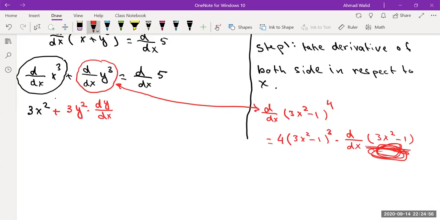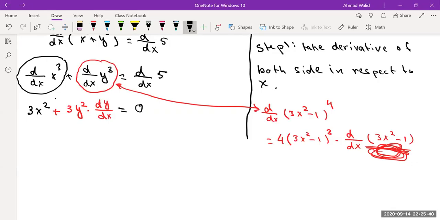Remember, when you use implicit derivatives, wherever you take the derivative of y, please multiply it with dy dx. That is the rule. If you don't write dy dx, your problem is wrong. Definitely put dy dx. Now, equals, what is the derivative d dx of 5? D dx of 5 gives you 0. That was your step 1, and everything is in step 1.